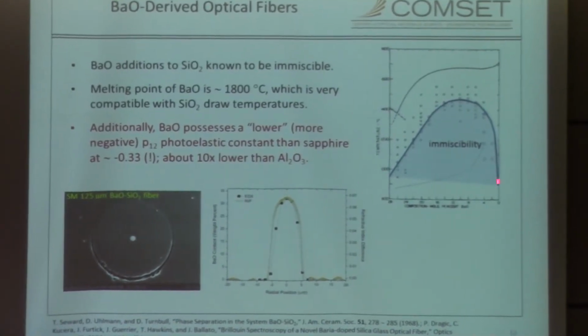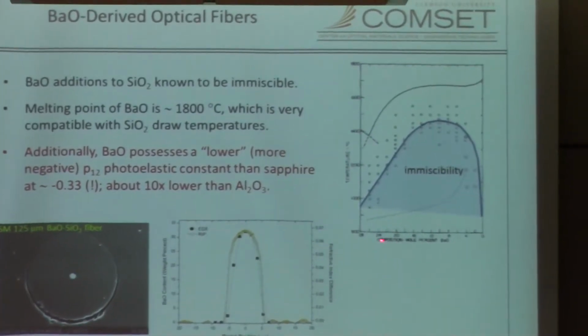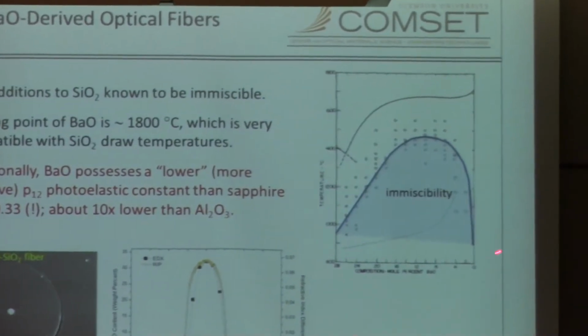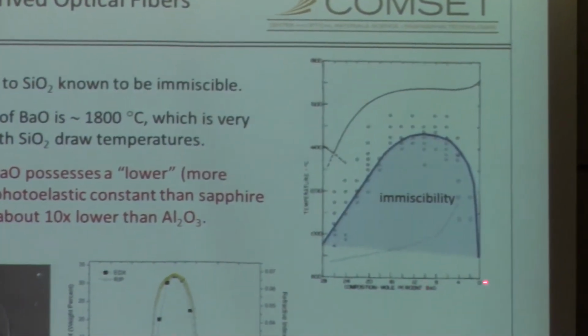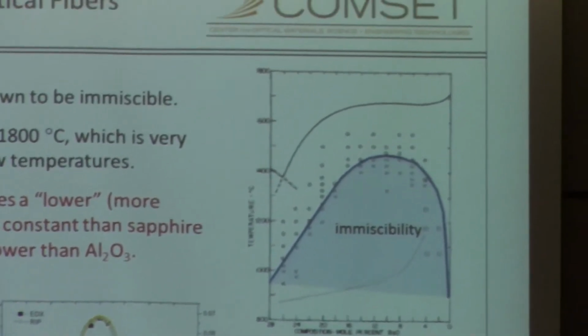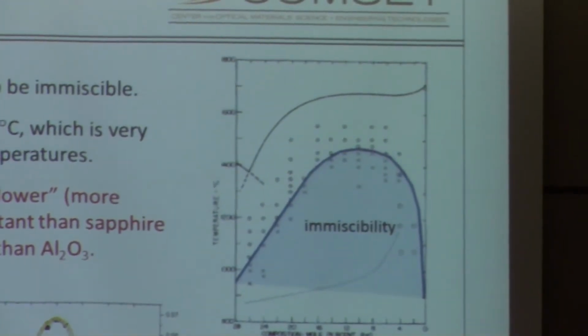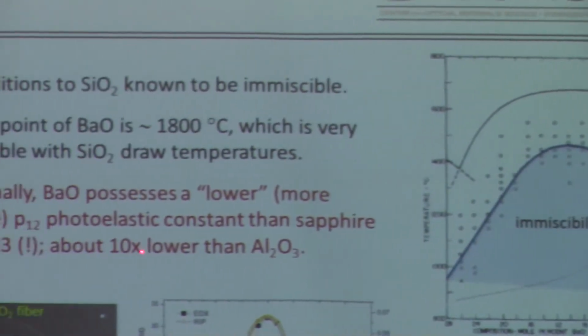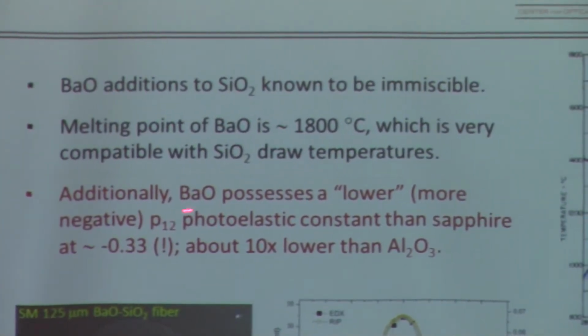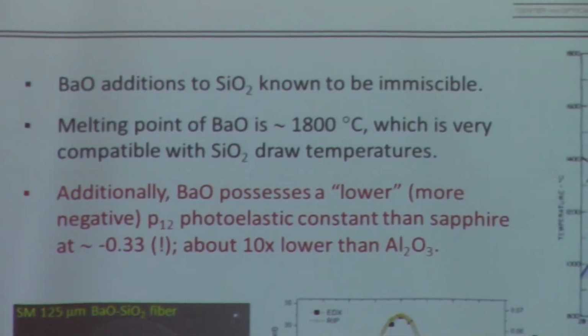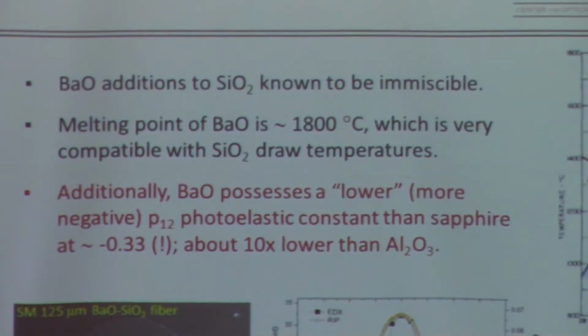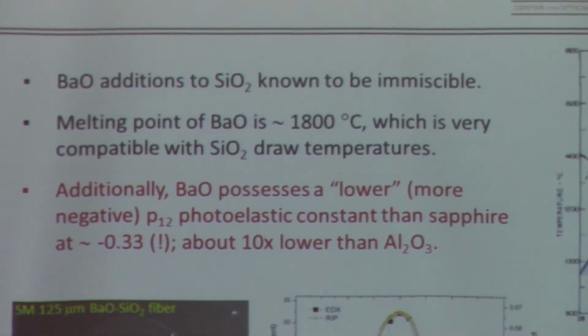Here's that phase diagram again. Pure baria, pure silica, adding baria in, huge immiscibility. You could not make this fiber with even a pinch of the barium oxide in it. It has about 10 times more negative photoelasticity than the alumina. So the composition should go to much, much lower barium oxide concentrations.